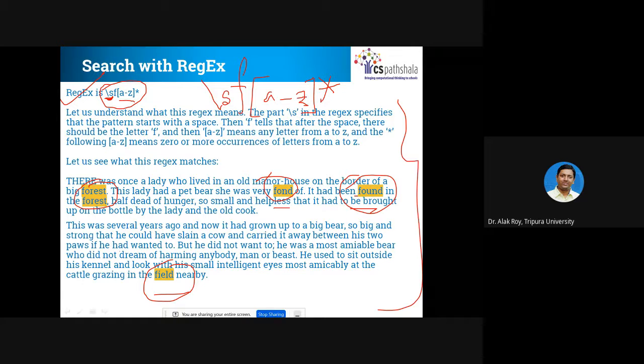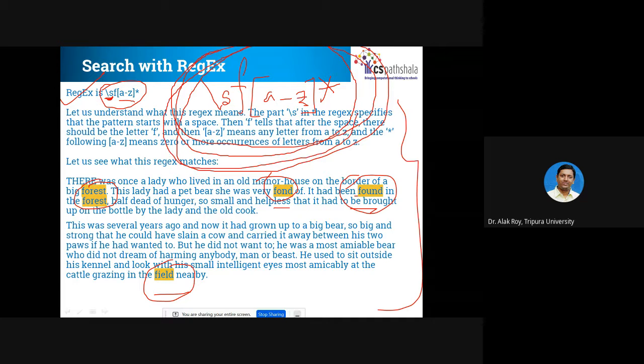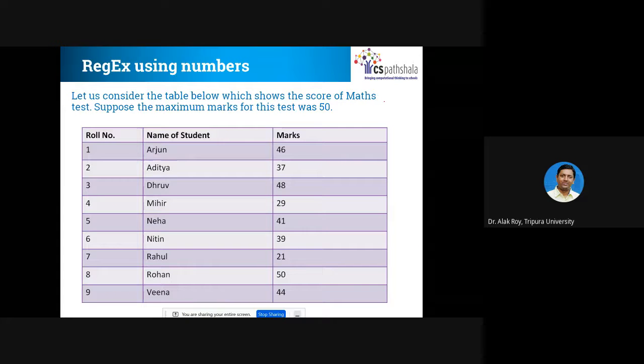So what new things have you learned here? You have learned a regular expression; this is an example. Even for class 7, they know how to write a regular expression. Another example: let us consider the table below, which shows the scores of a maths test. Suppose the maximum mark for this test is 50.